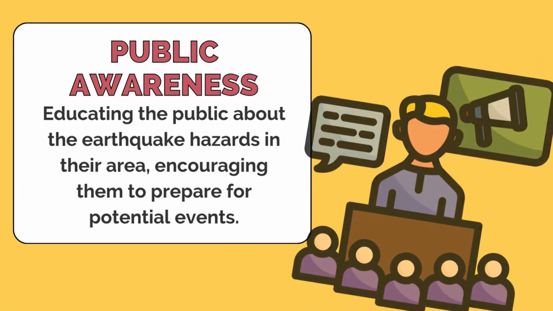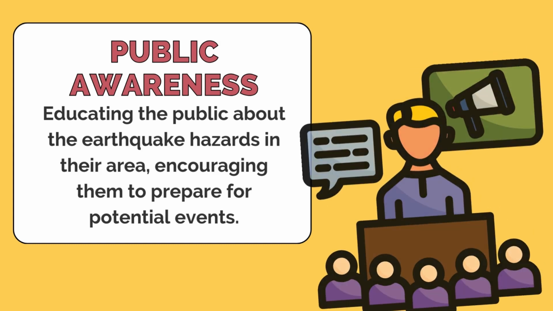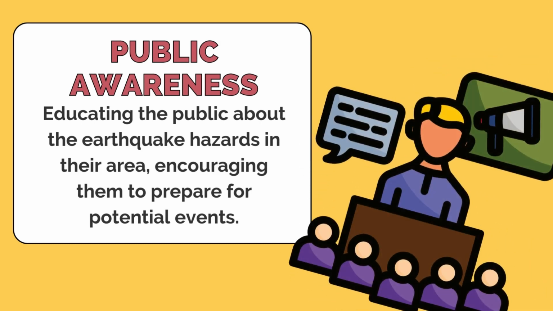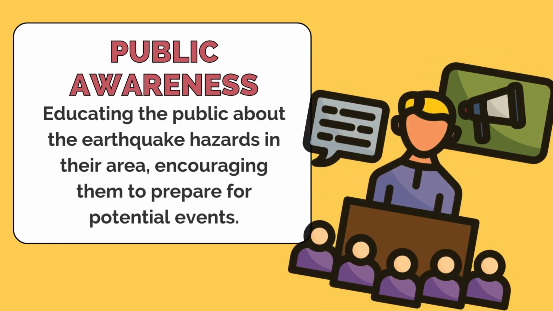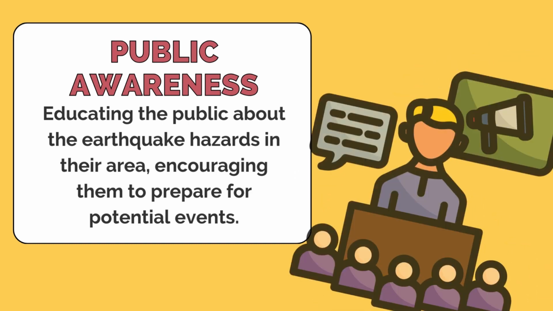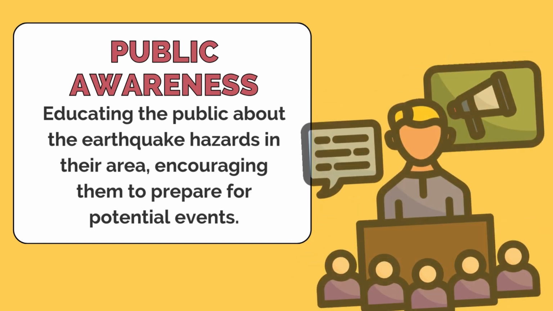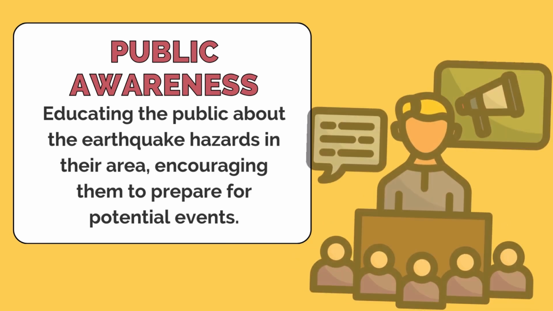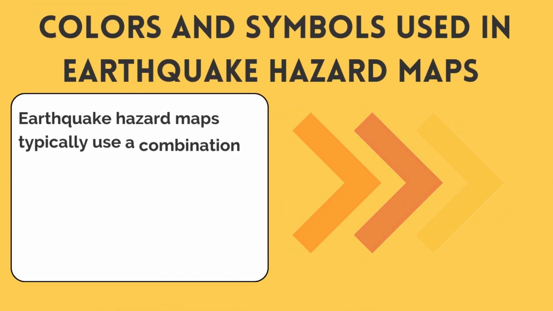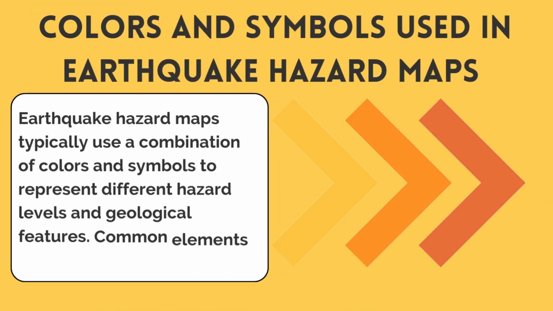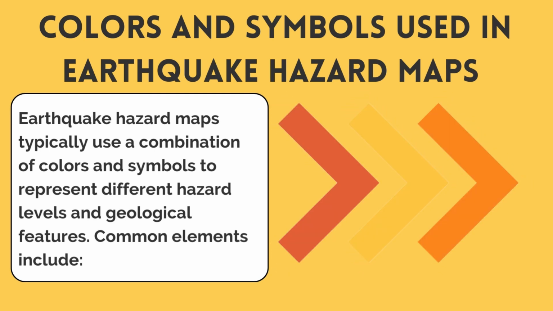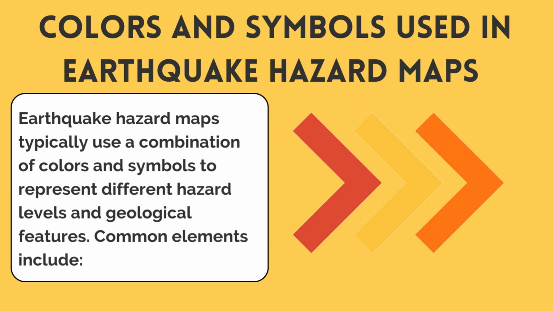So then, the next part is public awareness. Public awareness is educating the public about the earthquake hazards in their area and encouraging them to prepare for potential events. And then the next part of our topic is all about colors and symbols used in earthquake hazard maps.